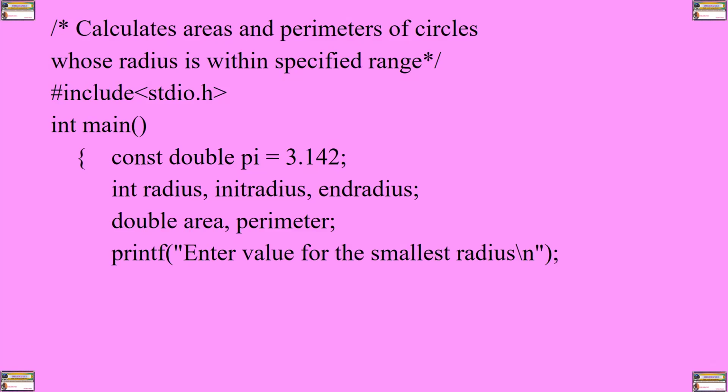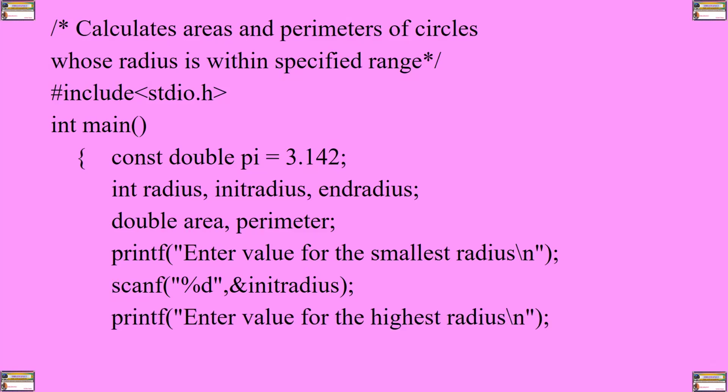Then this statement will be displayed on the screen, asking for the value for the smallest radius, and the cursor will blink on the next line. And then the user keys in a value. That value will be picked and stored in the memory location called init radius, and this value is supposed to be of type integer, that is a whole number.